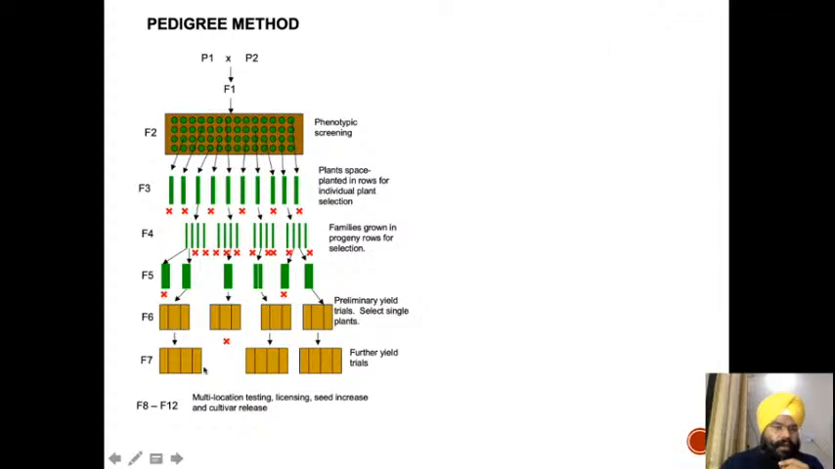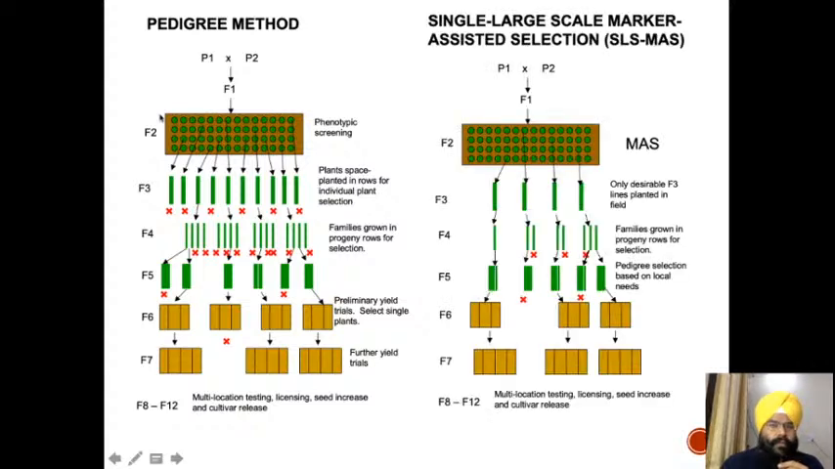So it becomes like a pyramid now, you know. You have big numbers here, then you're getting reduced to your single trait like that. That was the pedigree method, and this is the single large scale marker assisted selection, SLS mass, we can say. So in this case, only F3 desirable lines are planted in the field, not all, but the desirable ones. Then families grow in rows, with pedigree selection based on the local needs, what the people need. Then again, it goes to F2 selection. So here, marker assisted selection has been done before we go further.